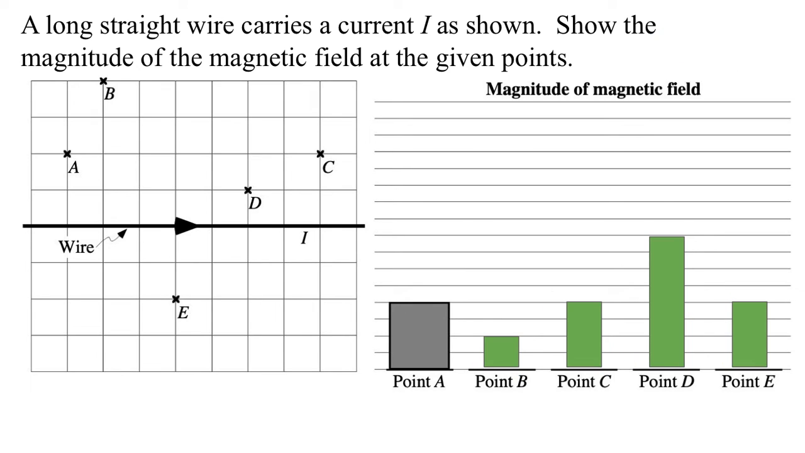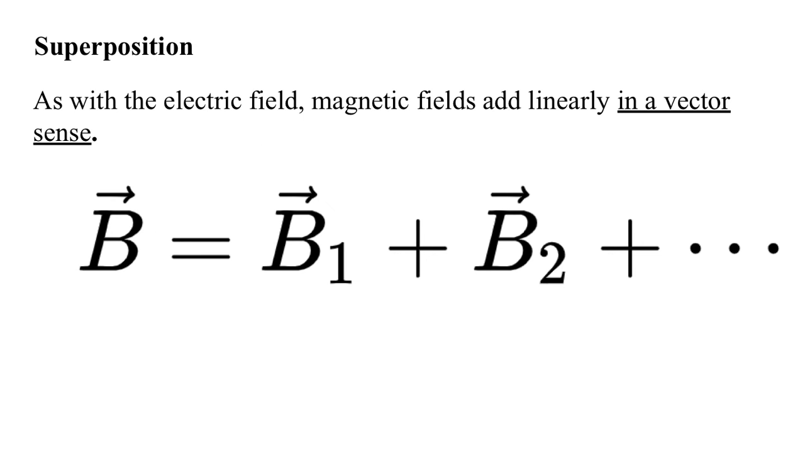Drawn a little bit nicer, but the same explanation. As with the electric field, magnetic fields add linearly in a vector sense. They superpose. So the total magnetic field at some point is just the sum of each of the individual magnetic fields at that point, but again with vector information included.